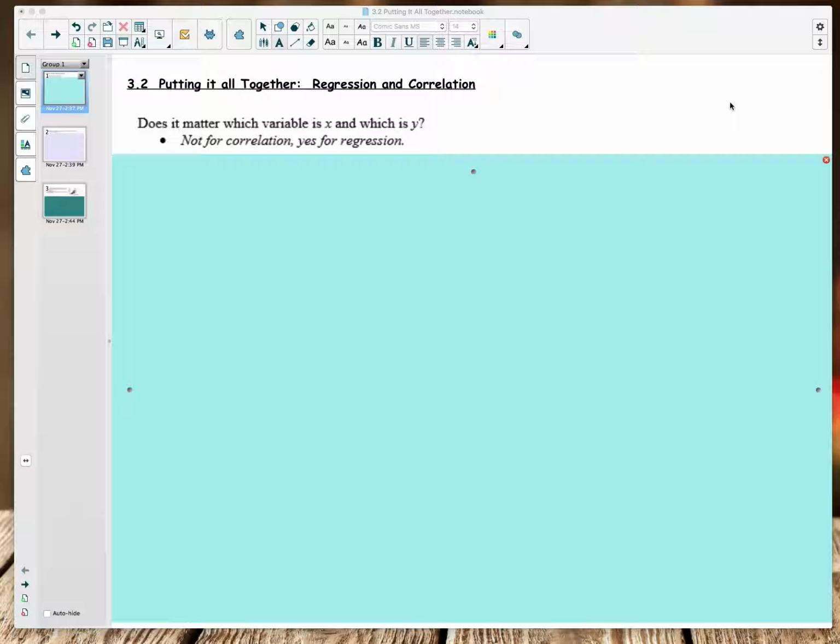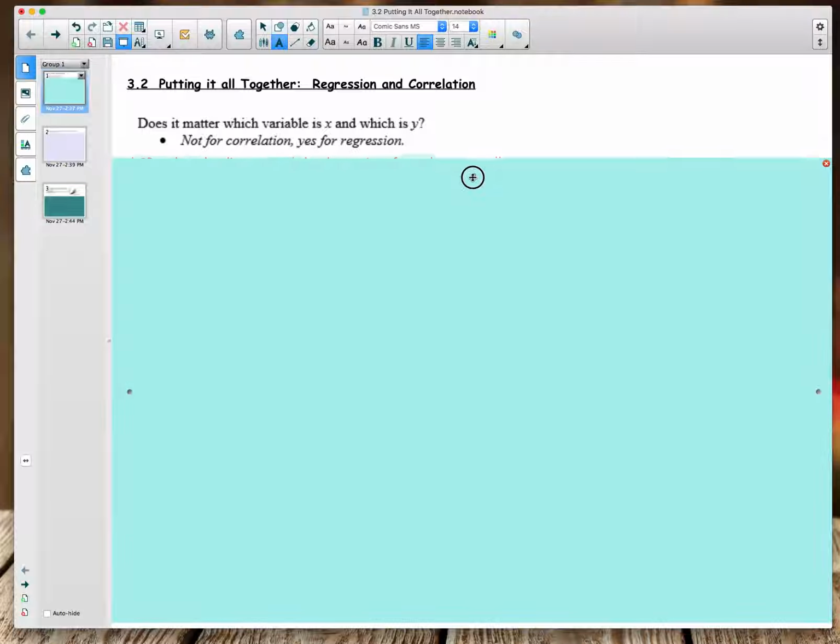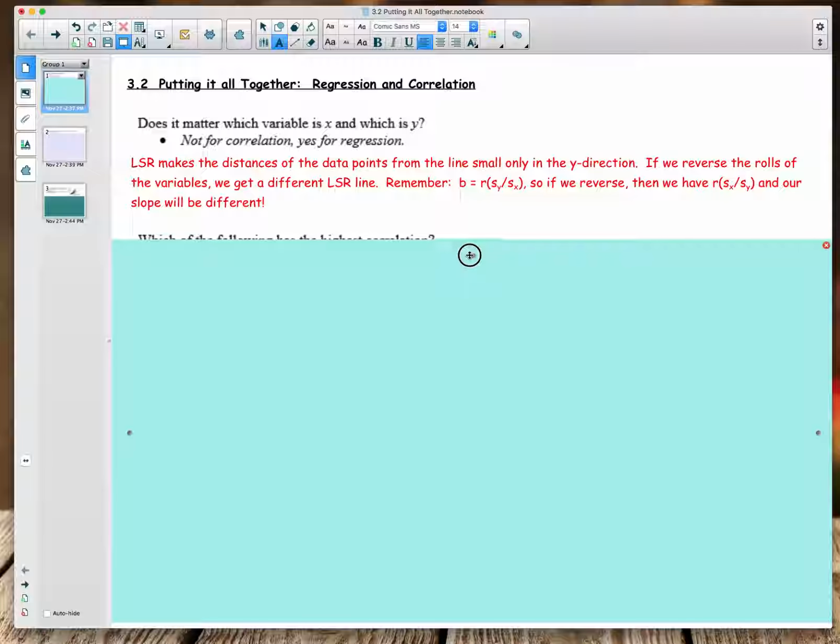If you think back to the previous set of notes, how we found slope: it's your correlation times the standard deviation of y divided by the standard deviation of x. So if you reverse those, your slope is definitely going to be different, giving you a different least squares regression line. Basically, this is what I just said, and feel free to pause the video so that you have time to copy this down.